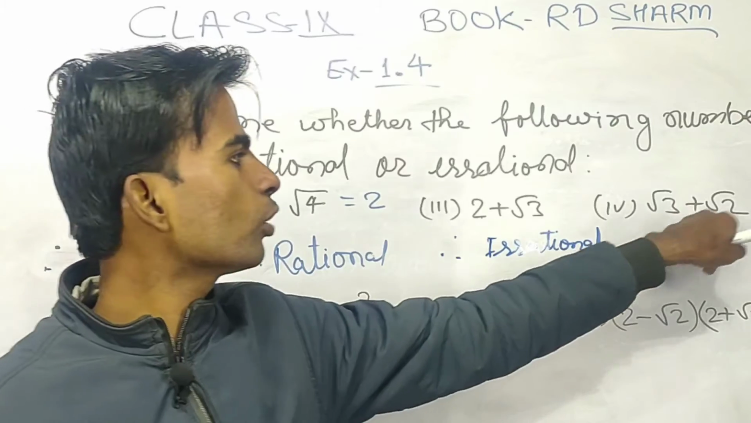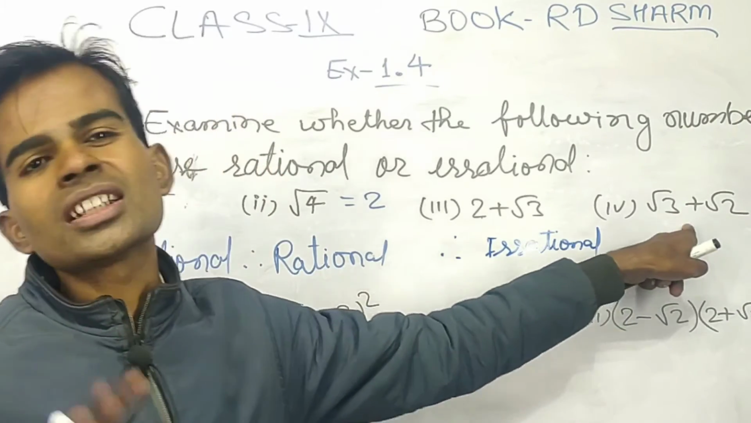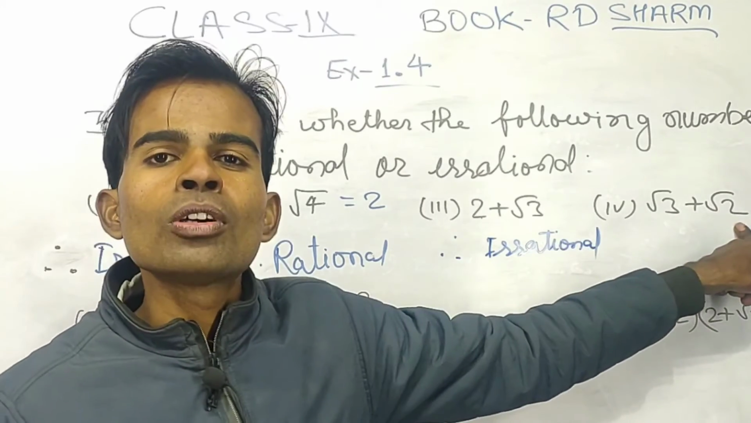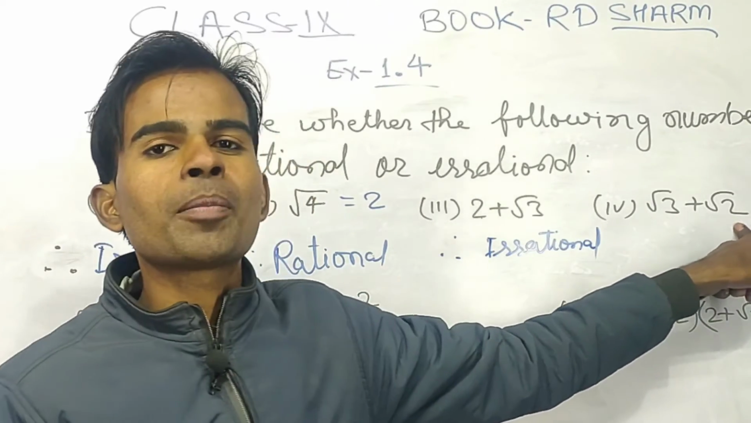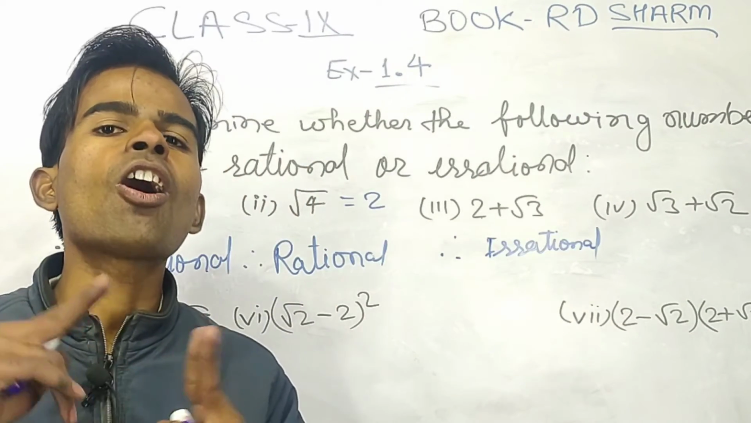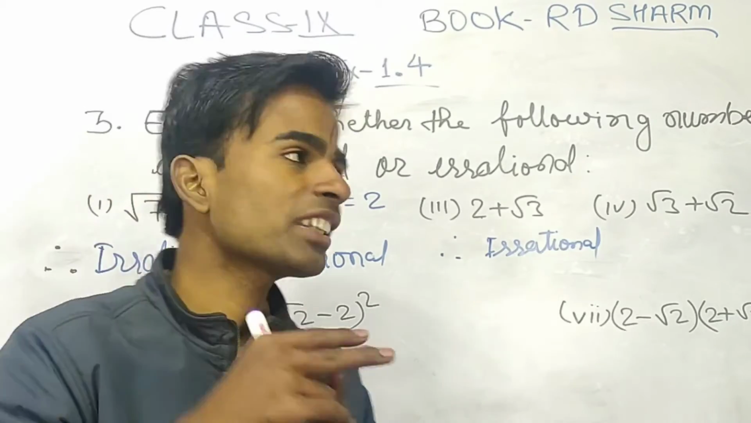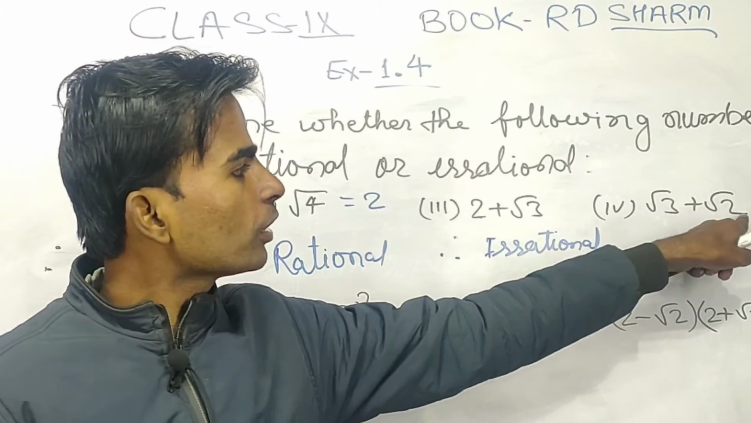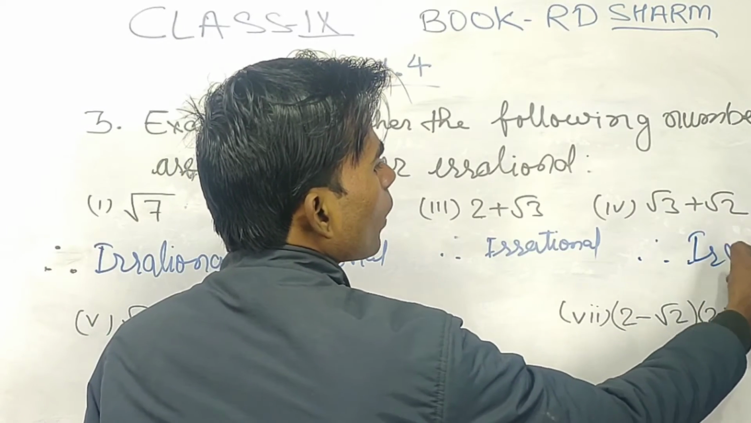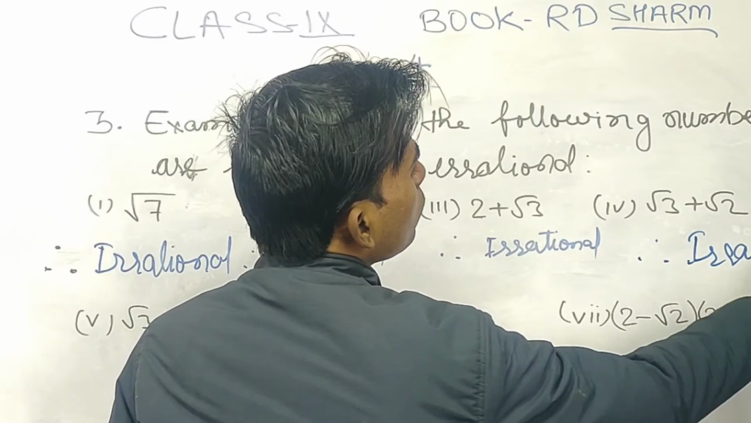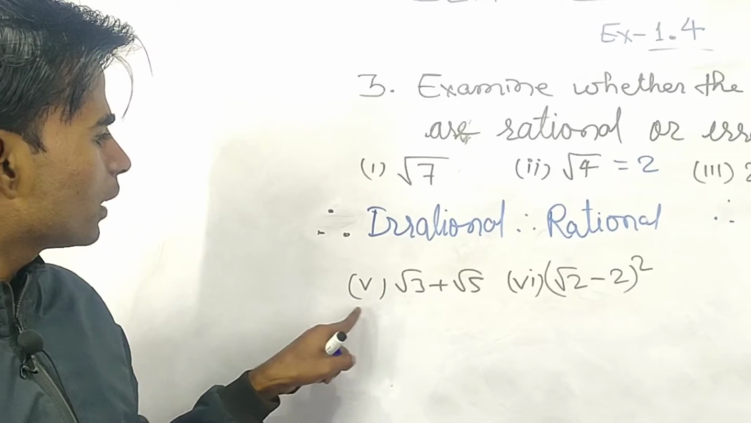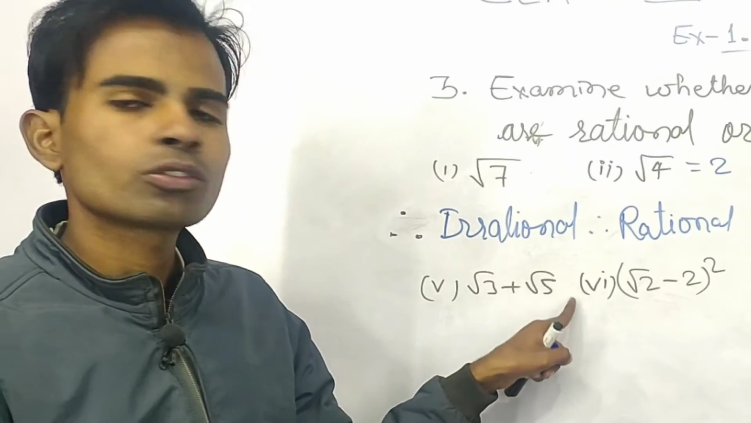Okay, let's go to the next. Root 3 plus root 2. We know that root 3 is an irrational number and root 2 is also an irrational number, and we already know that the sum of two irrational numbers is always an irrational number. That's why root 3 plus root 2 is an irrational number.